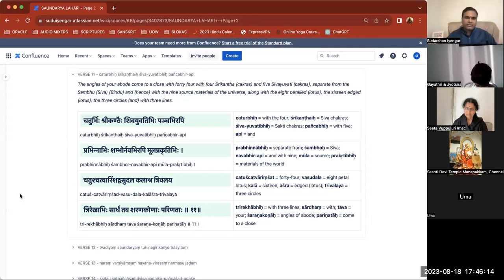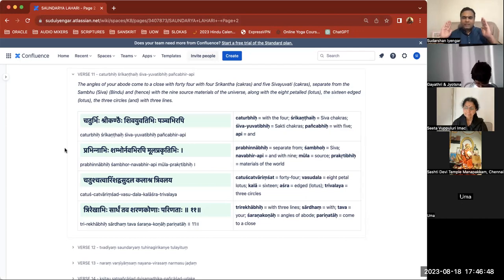And then you have Vasudala Kalashra. Kalashra are 16 petals. Vasudala are 8 petals. Then inside you have 44 triangles. Actually 43, and the innermost triangle is the 44th triangle. So there are 44 triangles inside this enclosure.